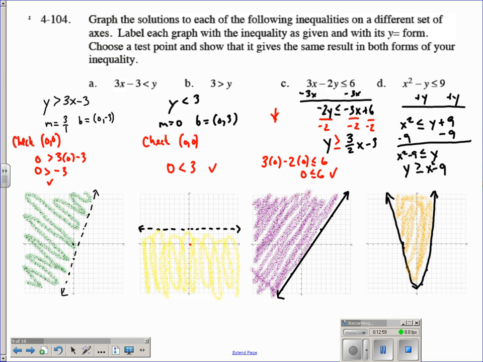Well, we can check this last one here by using that same point. Just so happens that it is a solution to all of these. If we plug it in, I'm going to do it down here because I've run out of room. 0 squared minus 0 is less than or equal to 9. Well, that's pretty easy. We know that 0 is less than or equal to 9. We know it's true. We know we've done this correctly. And finally, we've made it all the way through.